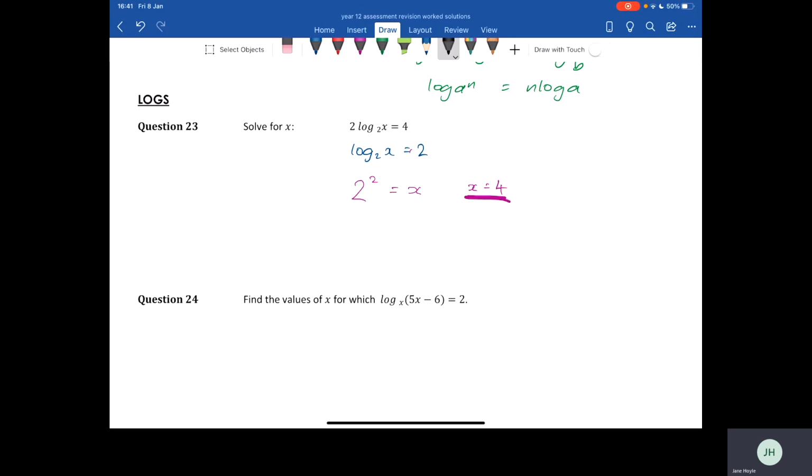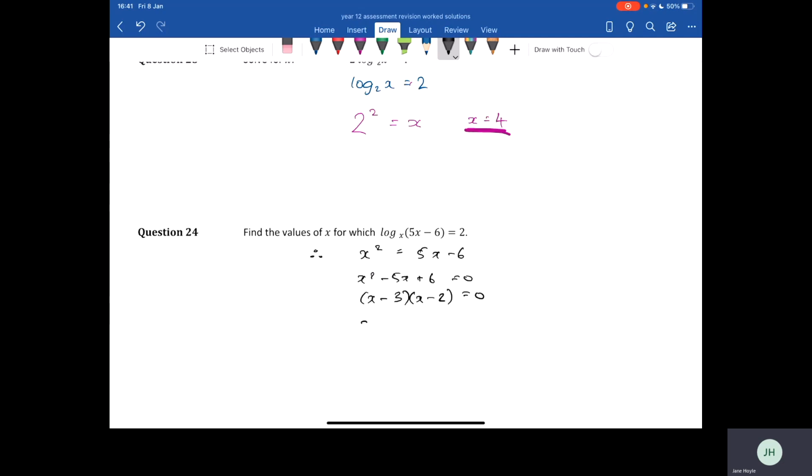So let's go back to this step here. So x is the base, the power is 2. I'll write that. Then take everything onto one side. Solving that, I've x equals 3 and x equals 2.